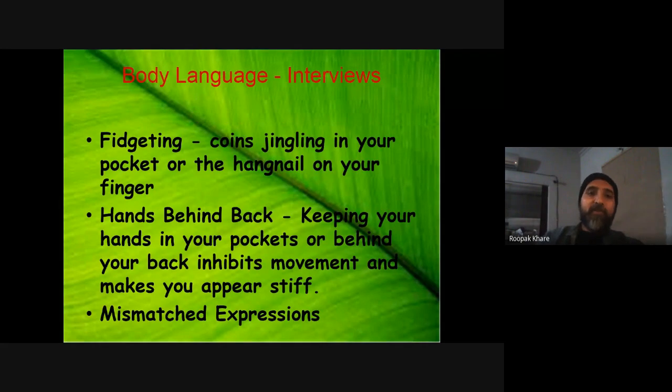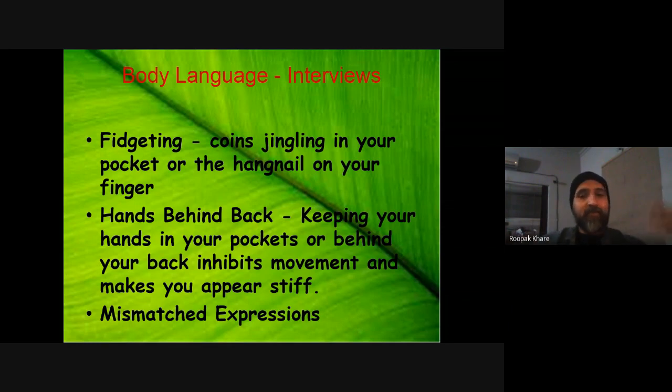You should not keep fidgeting with coins or a pen or putting your hands in your pockets. You shouldn't do that. Hands behind the back: keeping your hands in your pockets or behind your back inhibits movement and makes you appear stiff. So avoid that.